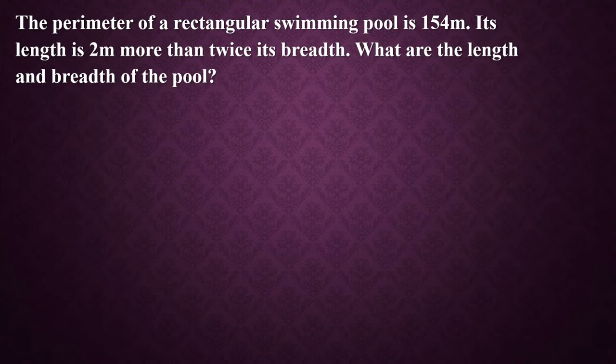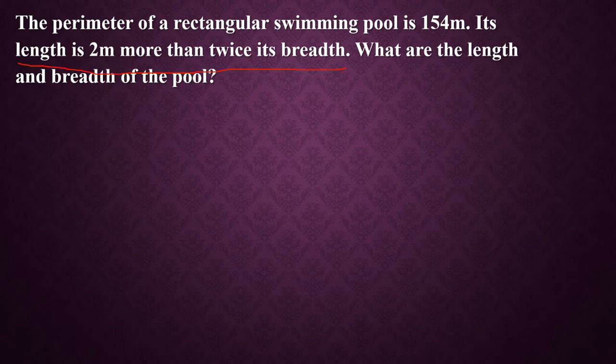See the next problem. The perimeter of a rectangular swimming pool is 154 meters. Its length is 2 meters more than twice its breadth. What are the length and the breadth of the pool? So a rectangular swimming pool is there. The perimeter they have given. They are asking what the length and the breadth are. For that, one clue they have given: length is 2 meters more than twice its breadth.